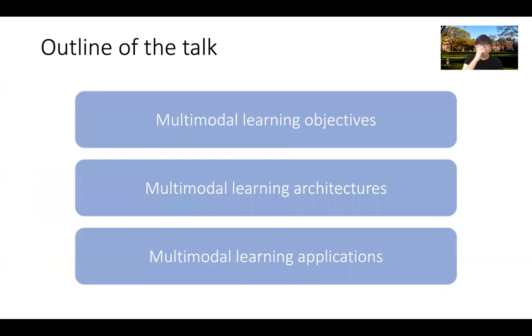The outline of this talk focuses on the multimodal aspect of video understanding. In particular, I will cover the first topic, multimodal learning objectives, the most. After this, I will briefly discuss the architectures and the potential applications we have been developing for multimodal learning.